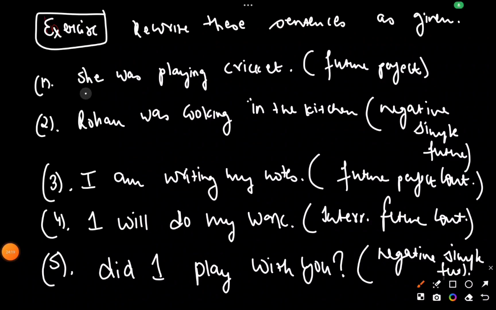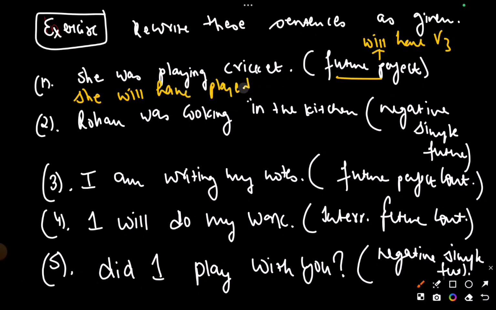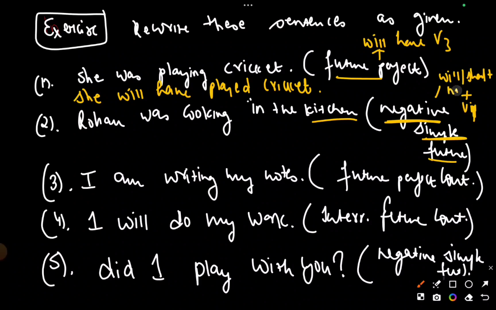Now try these questions. Now we will do the answers of these questions. First one: she was playing cricket. So in future perfect, beta, what is the helping verb? Helping verb is will have plus V3. So, she will have played cricket. Next question: Rohan was cooking in the kitchen. First of all it is negative, so not will be used. It is simple future: will/shall plus V1. Since it is negative, will not is added here. Rohan will not cook in the kitchen.